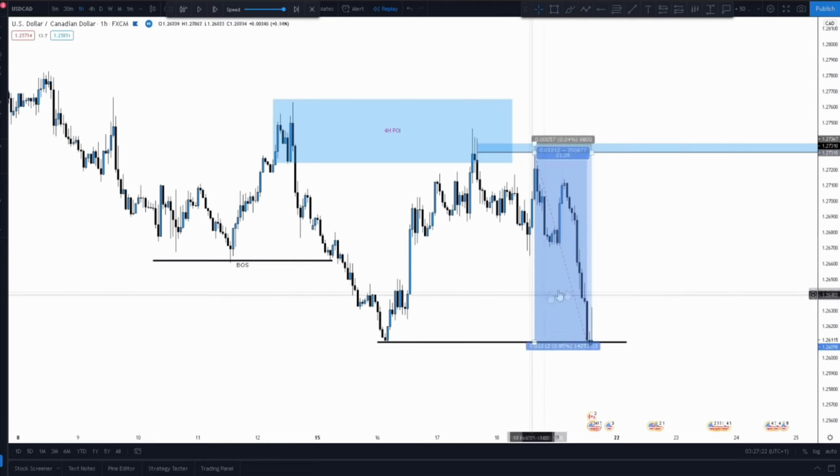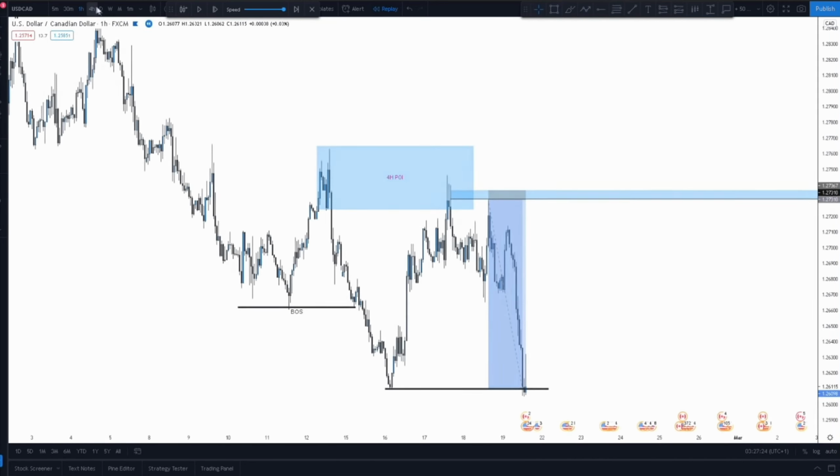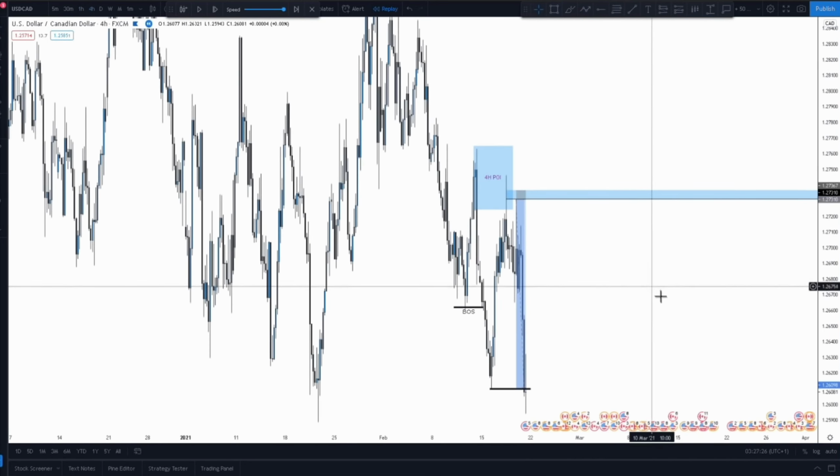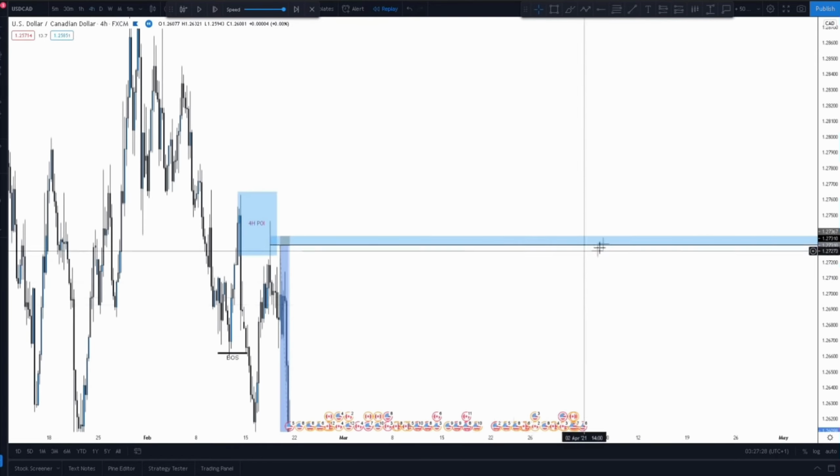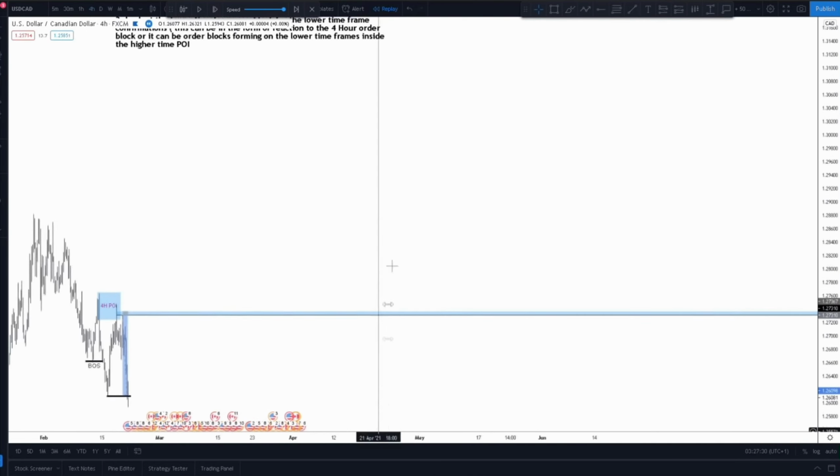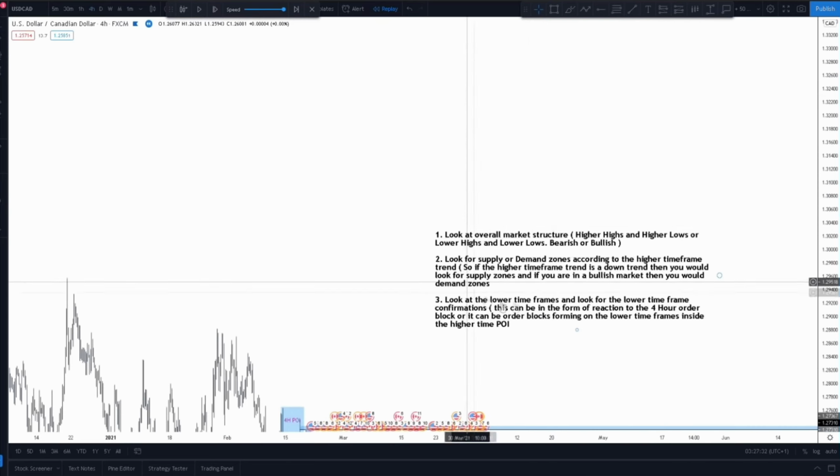These are the 3 rules that I follow. If I just go back to the higher time frames and show you, it was somewhere up here. So if we get our rules back, here we go. Look at your higher time frame structure. Look for your supply and demand zones, and enter accordingly. Then go down to your lower time frames and find your confirmations in the form of Wyckoff distribution schematics and supply zones if you're looking to sell, or Wyckoff accumulation setups and demand zones if you're looking to buy.